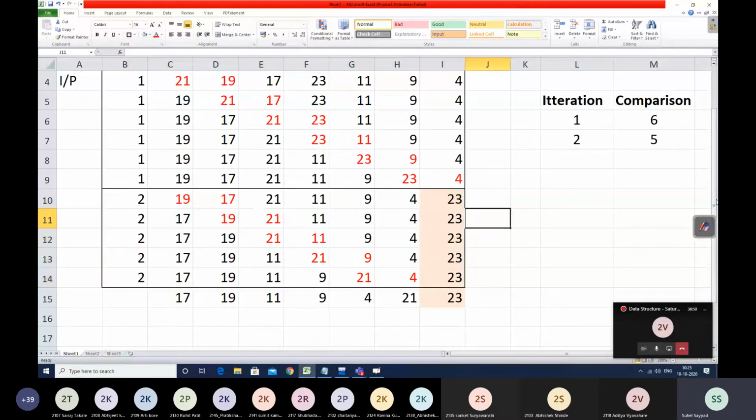I again repeat, in every iteration our objective is to push the largest number to the extreme right. For doing that, we have to start from somewhere. So we start comparing the numbers one by one from the first position. We compare two numbers. If the left hand side number is greater than the right hand side number, then a swap will take place. Otherwise not. So in the first iteration, we do 6 comparisons, by which at the end 23 reached its appropriate position.